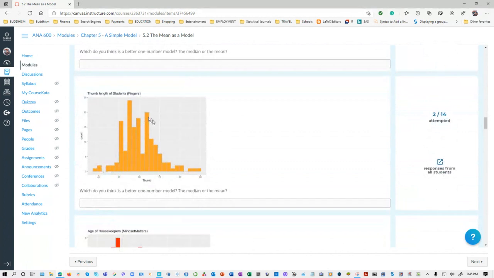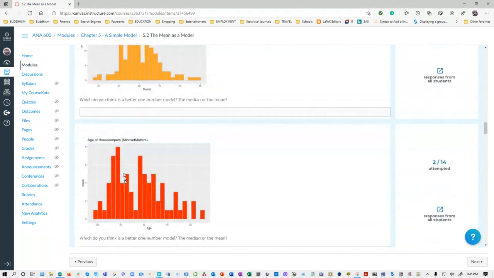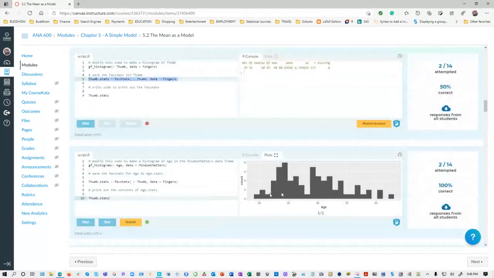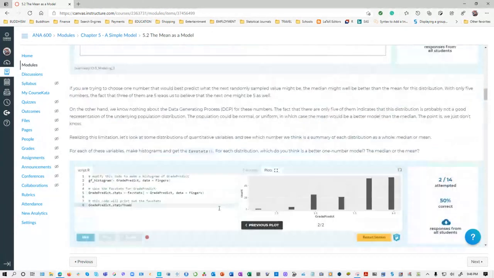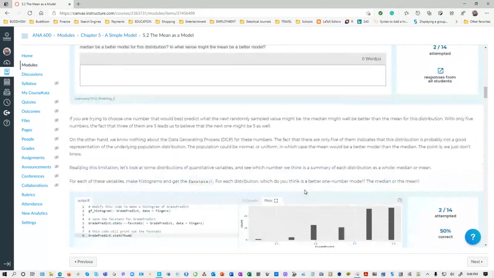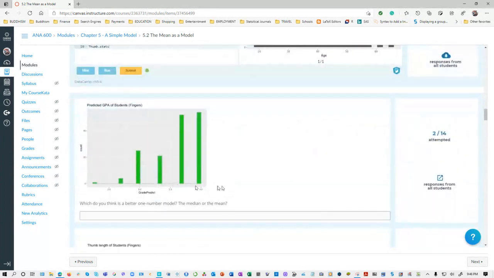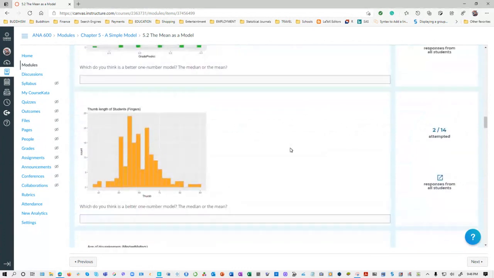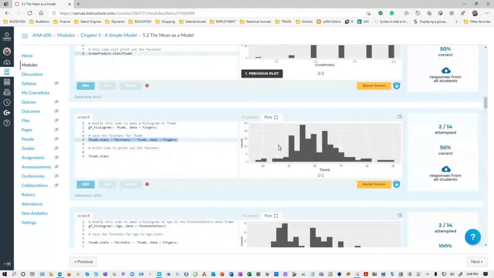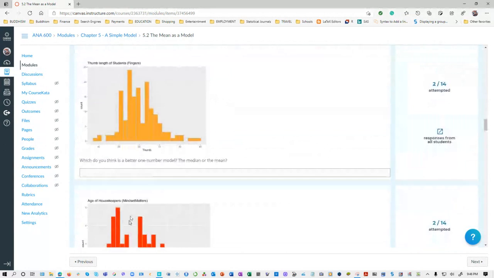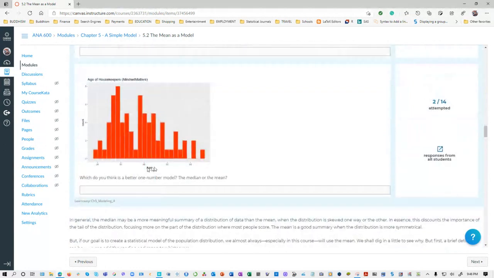Left skewed, bell shape, age looks like it has two peaks. Some ages were taken, if not taken out. As we mentioned over there, that's why they say, coming from here, grade predicted looks like this, thumb length looks like that, this one looks like this one.